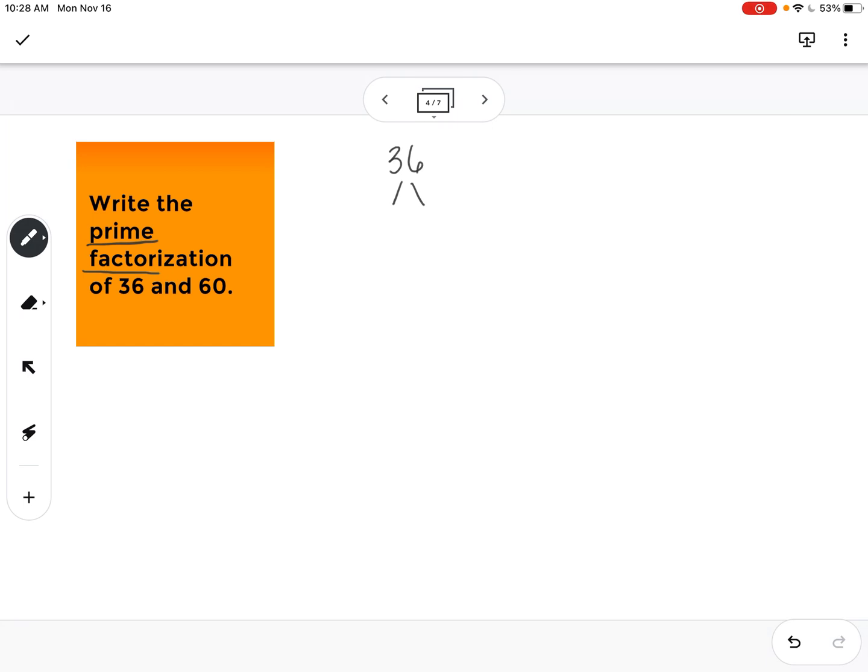We want to break down this number to only its prime numbers, and remember, prime numbers are the building blocks of every number. So 36, you think of two numbers that multiply to get 36, and we're going to keep breaking down those numbers until we're left with only primes. Personally, I know that 6 times 6 equals 36. So I'm going to break down 6. I know 2 times 3 equals 6, and 2 and 3 are both prime.